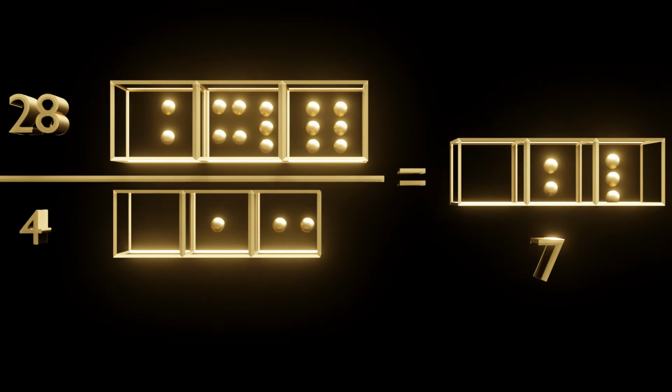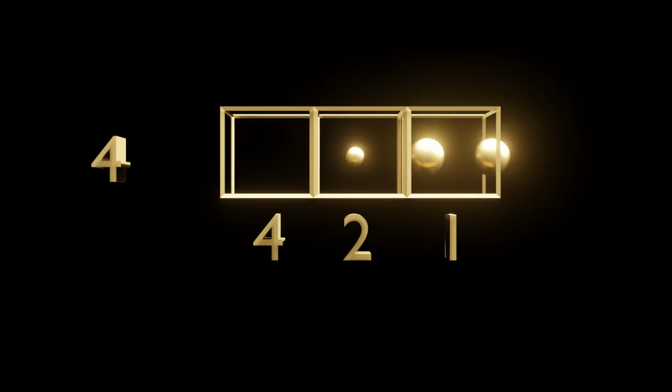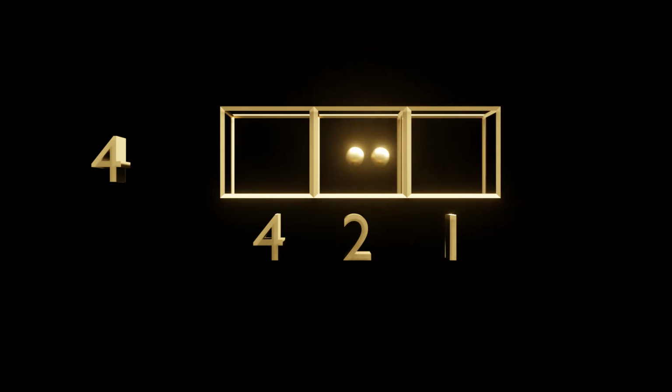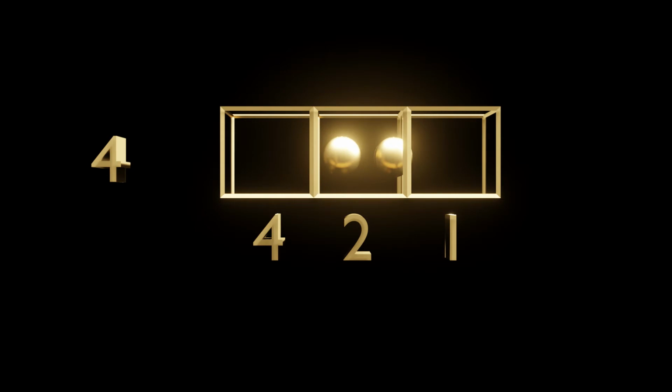When we look closer, we see 2 dots in the ones place of the denominator. That equals 2. However, right next to it, we have a box that also signifies 2. So we could just as easily remove the 2 dots in the ones place and replace it with 1 dot in the twos place. But now we have 2 2's, which equals 4.